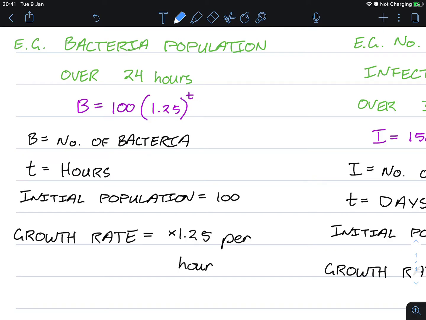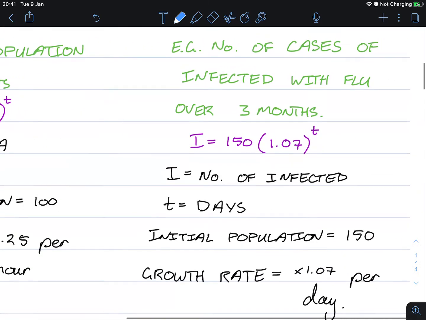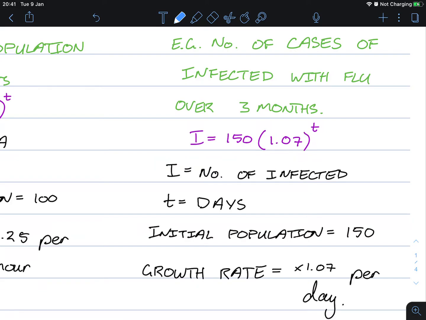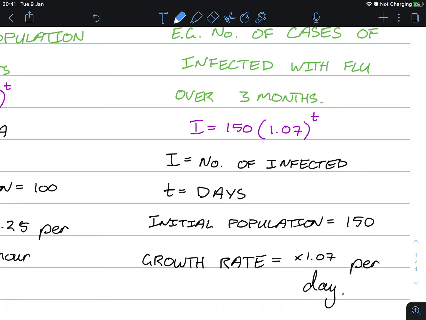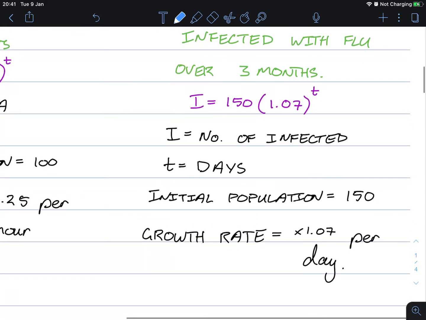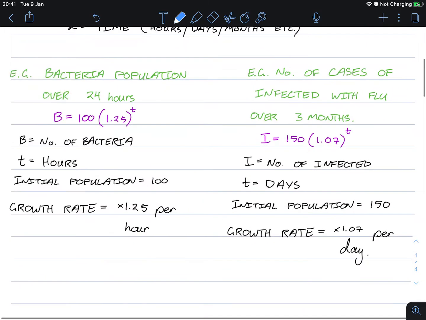is in hours. Here's another example: the number of cases of infected with flu over 3 months. We have I for number of infected instead of Y. T is we're measuring in days. The initial population size here is 150. And the growth rate is only 1.07, which means there's 7% more per day than the previous day.